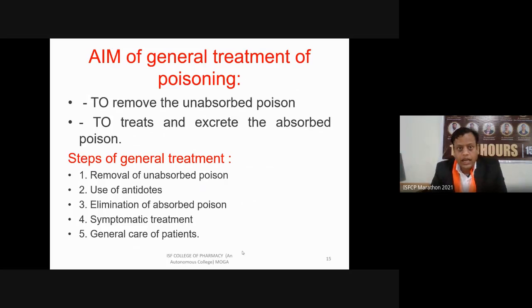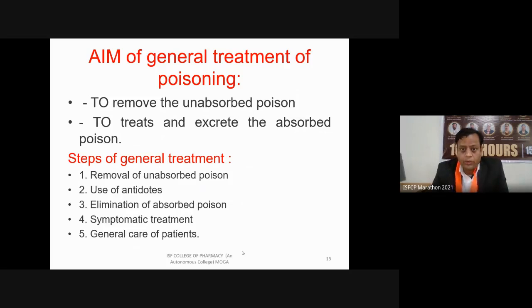Next is the aim of general treatment of poisoning. The aim of poisoning treatment is to remove the unabsorbed poison, and secondarily to treat and excrete the absorbed poison. We know that when various poisons enter our body, they remain in the stomach for a prolonged time, and generally the absorption of many poisonous substances occurs in the intestine.